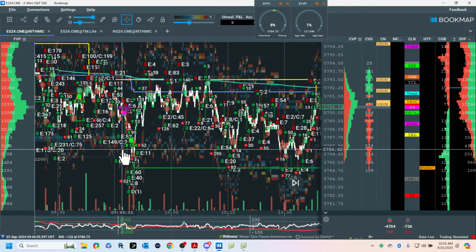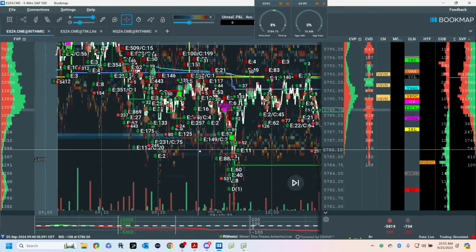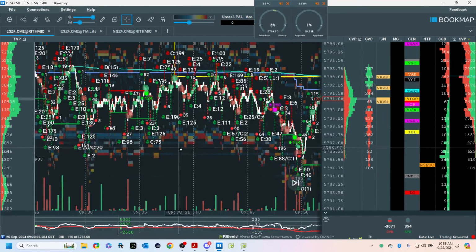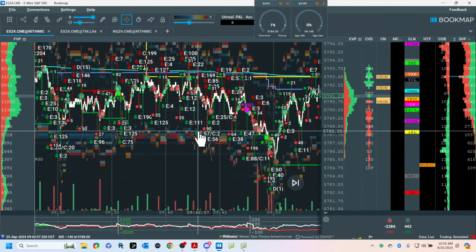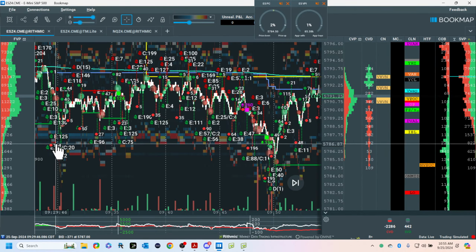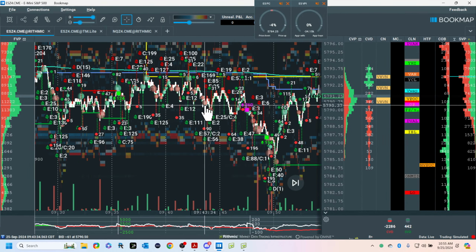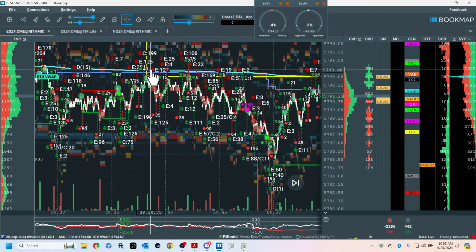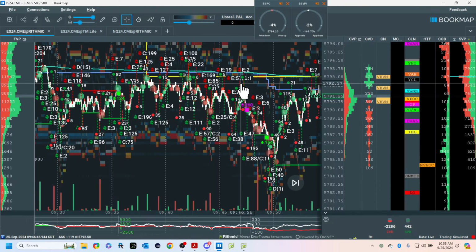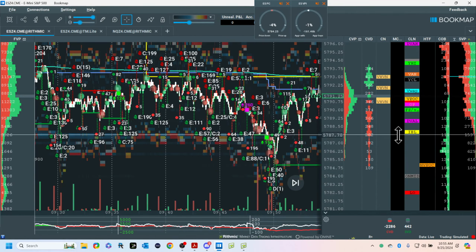Now, there's another piece here. I'm jumping around a little bit here on you. I don't mean to do that. We have something called the IB. The IB is set at 9:30. The IB is the first hour's low. Considering we failed here, it sets up that there's a high probability we're going to take this out.